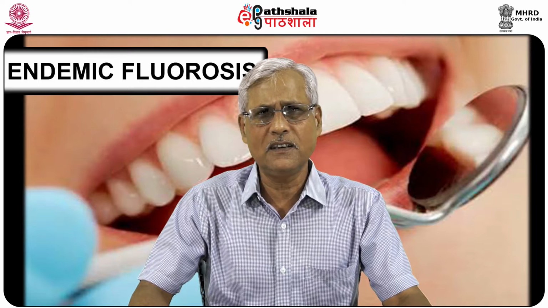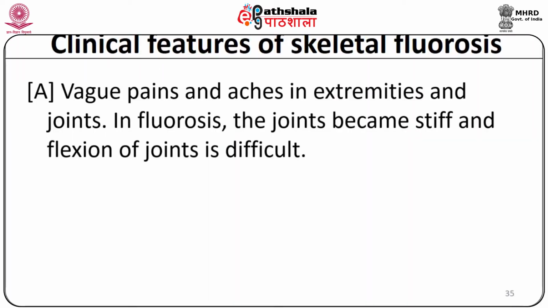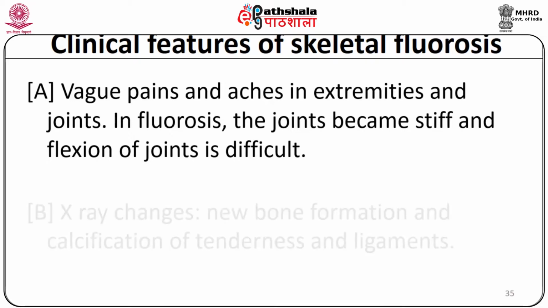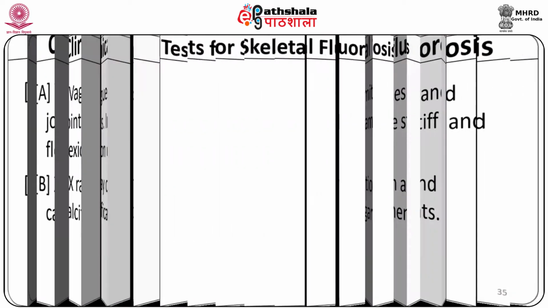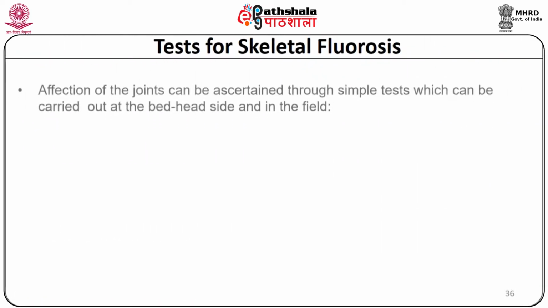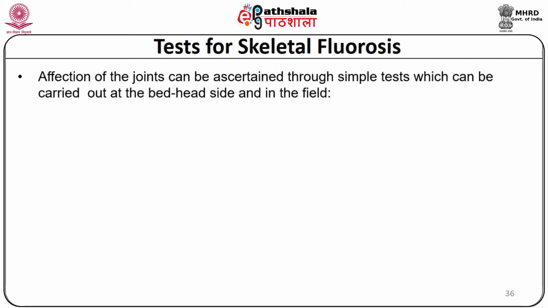Now, as far as clinical features of skeletal fluorosis are concerned, we have discussed earlier, but just to reinforce once again, there will be vague pains and aches in extremities and joints. In fluorosis, the joints become stiff and flexion of joints is difficult. X-ray changes: new bone formation and calcification of tendons and ligaments takes place. Tests for skeletal fluorosis: affection of the joints can be ascertained through simple tests which can be carried out at the bedside and in the field.